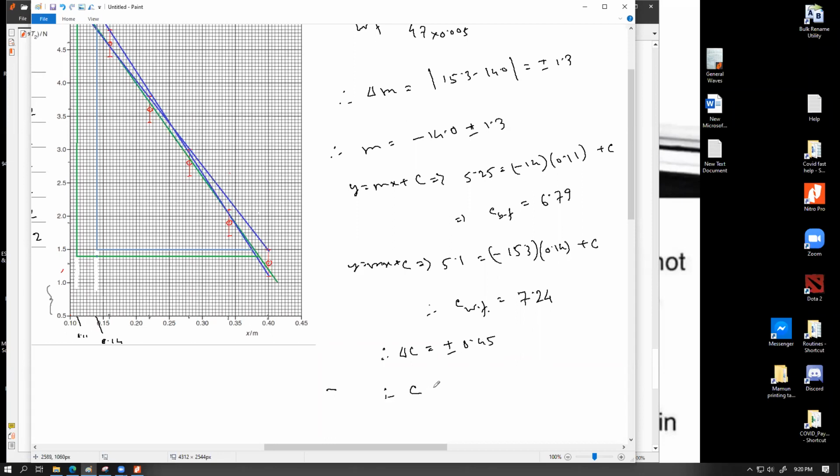Therefore c equals 6.79 plus minus 0.45. These are our two final results obtained from the graph: the gradient with its uncertainty, and the y-axis intercept with its uncertainty.